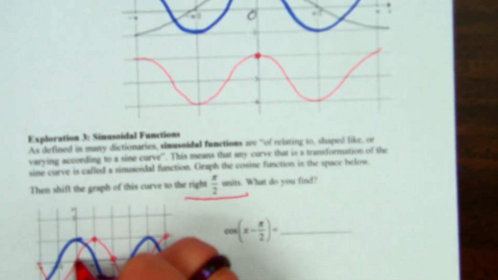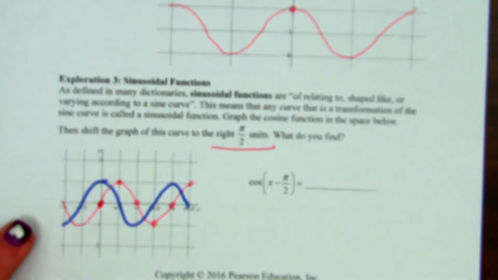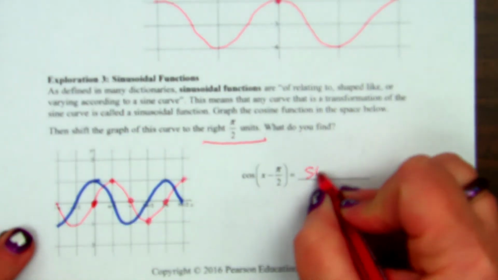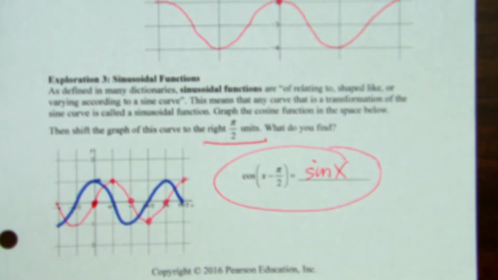See what it goes through now? It goes through the origin, and when it goes through the origin, that means it's a sine graph. So this is sine x. So they're the same graphs except moved to the right pi over 2. So sine and cosine graphs are really the same.